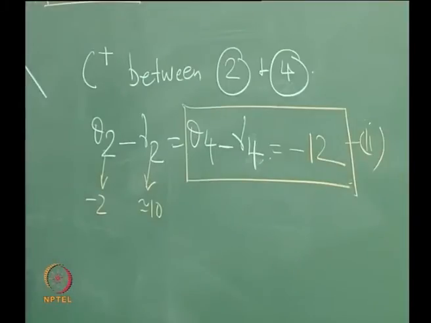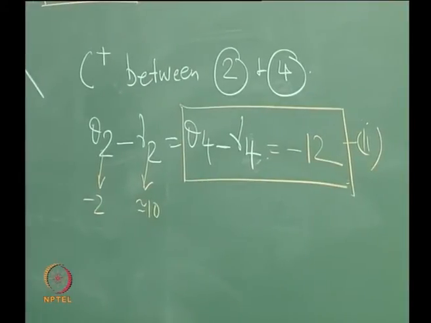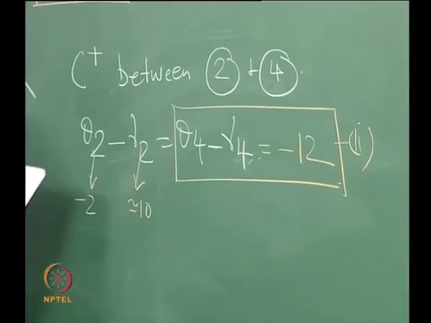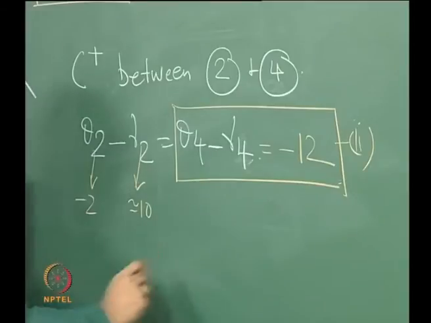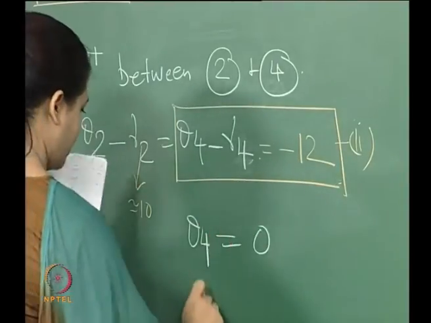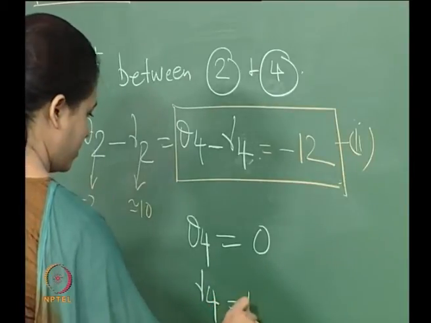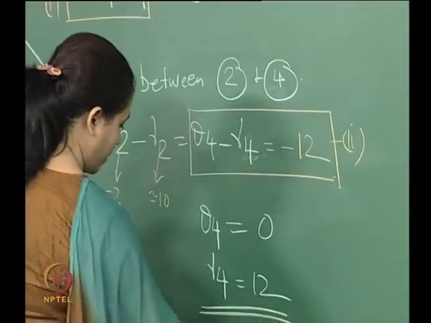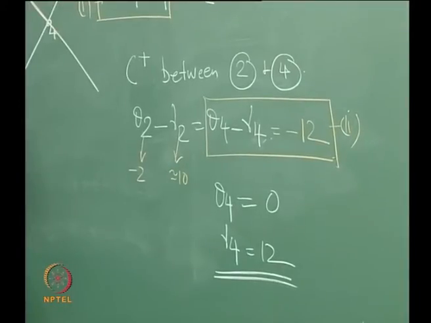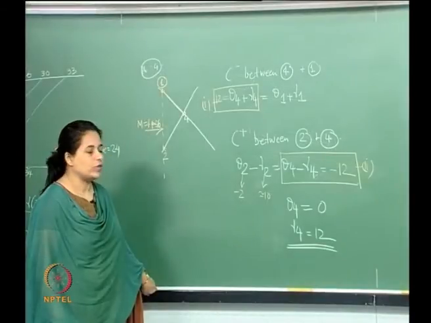Then we get this, and again we will now solve for theta 4 and mu 4 from here. If we do that, what do we get? Which is correct, which should be theta 4 is 0, because it is on the center line. Theta 4 is 0 and mu 4 is 12.